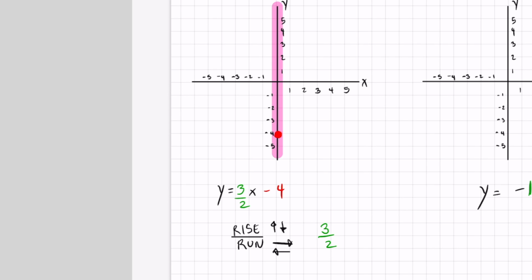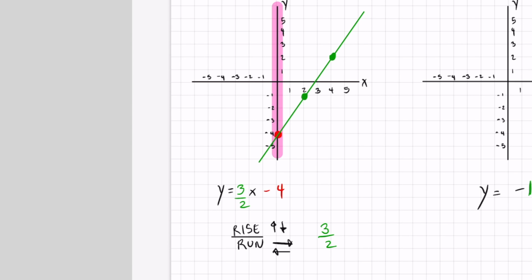3/2. So 3 means from my very first point, I'm going to go up 3 spaces. You don't count this as 1, 2, 3. It's the spaces in between. 1 space, 2 space, 3 space, and then 2 to the right because I'm running. 1, 2. That is where you're going to land your second point. If you want to make another point, you can continue the same slope, the same pattern. 1, 2, 3 spaces, 1, 2, and then mark your dot. And once you got a bunch of points, connect the dots. And that is it.